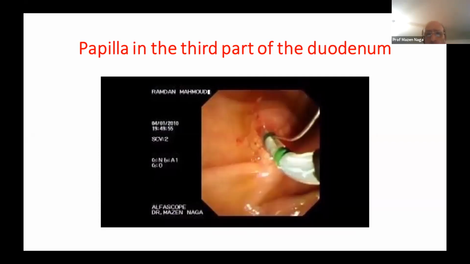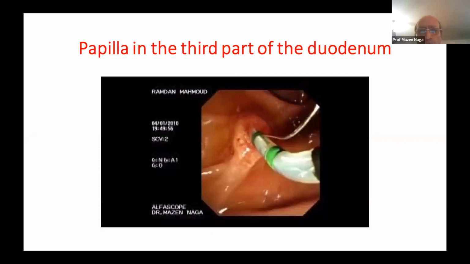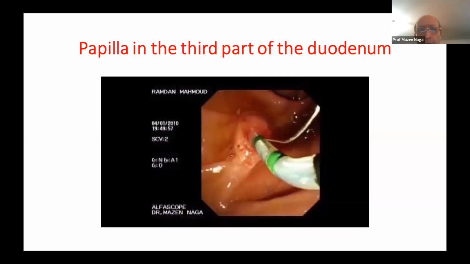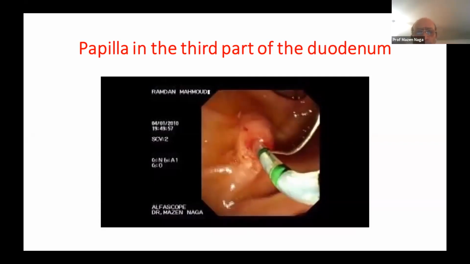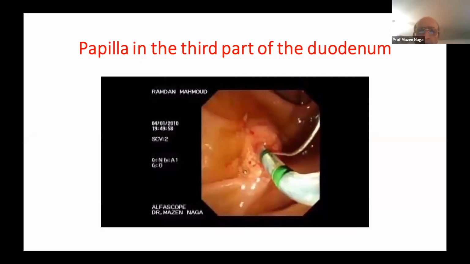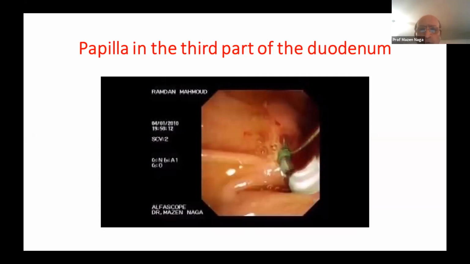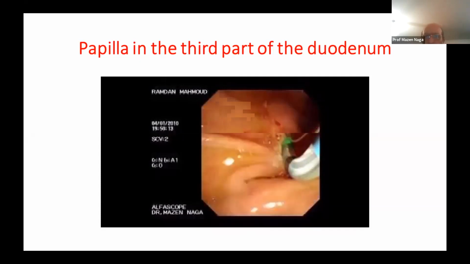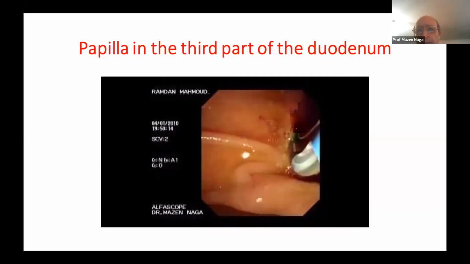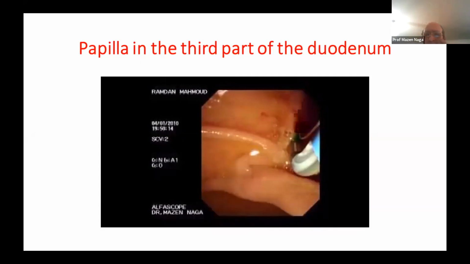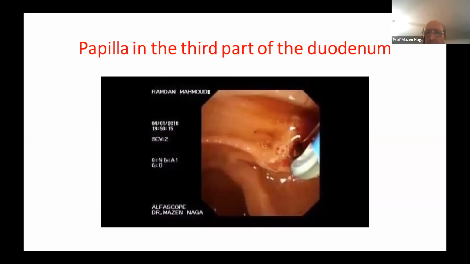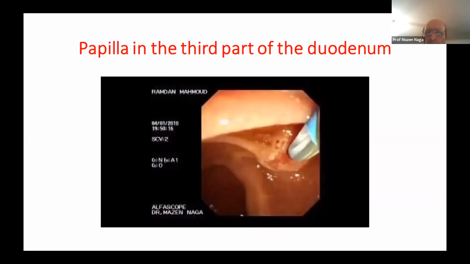What will you do? Use the small wheel to make a counterclockwise rotation to the left, and then the big wheel counterclockwise to go up and straighten the sphincterotome, and we will get inside the common bile duct in spite of this difficult location.